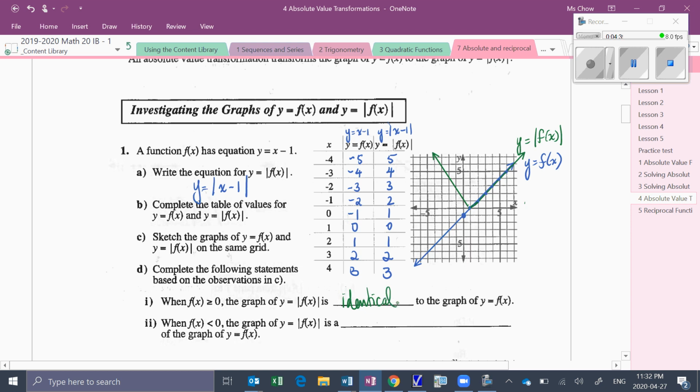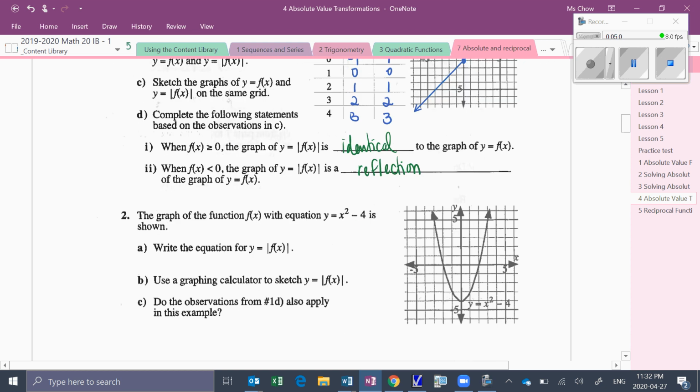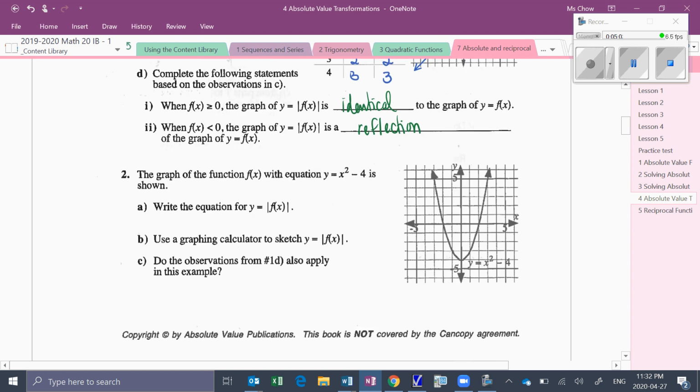Whereas when f of x is less than 0, then that is this blue part below in quadrant 3. What we see is that y equals the absolute value is actually a reflection of that graph. Okay. So same thing right here. So we can see the graph currently of our quadratic, y equals x squared minus 4. So the equation for y equals the absolute value, of course, is y equals the absolute value of x squared minus 4.